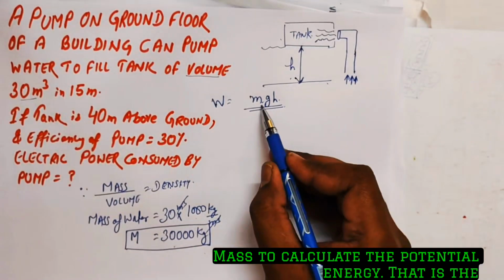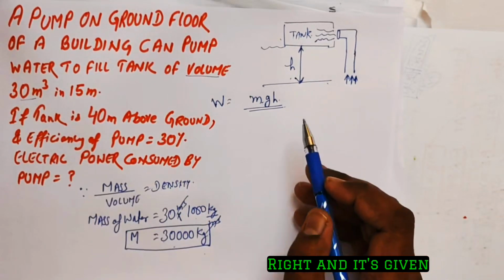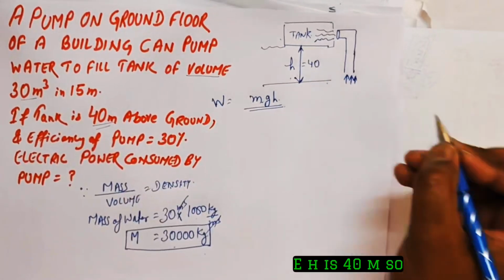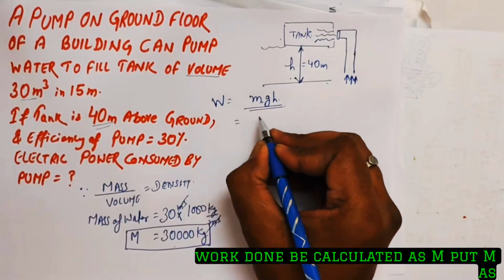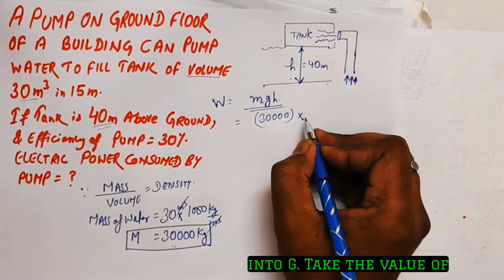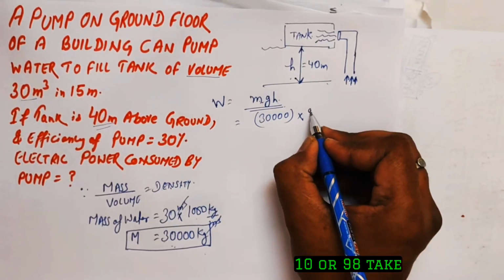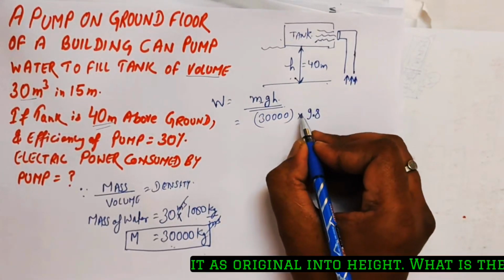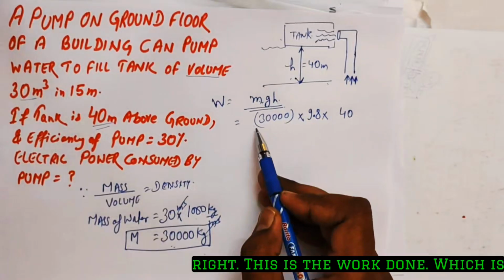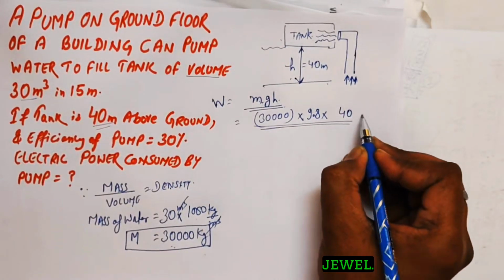So use this mass to calculate the potential energy, that is, the work done to lift this water up to height h, right? And it's given that the tank is 40 meter above ground. So h is 40 meter. Work done can be calculated as m, put m as 30,000, into g. Take the value of g as, let's say, 10 or 9.8, take it as 9.8, into height, that is 40. This is the work done which is calculated, and this will be in joule.